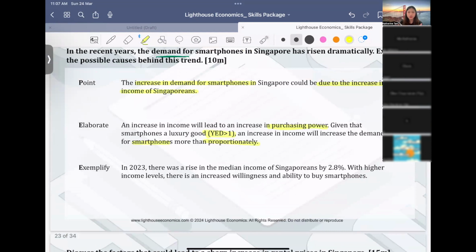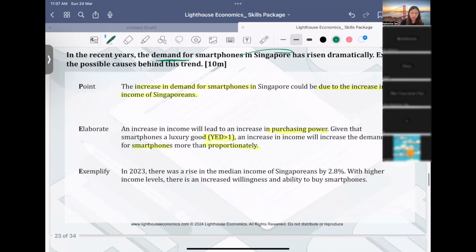Okay, then next is exemplify. For exemplify, you can use examples, use numbers, or use a diagram. In this case, I chose to go by examples, because they give me a very clear context, which is Singapore. So I'll try to bring in some Singapore elements. It will make my essay look better, compared to if I just draw a demand curve.